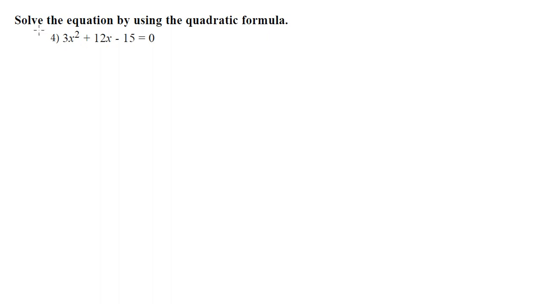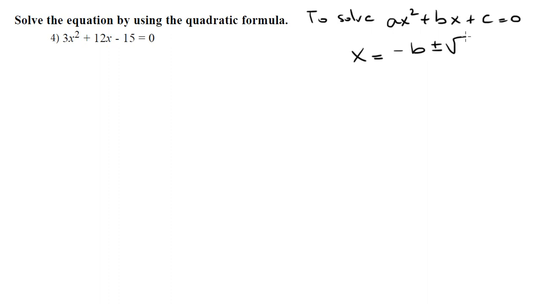Number 4, solve the equation by using the quadratic formula. So to solve ax squared plus bx plus c equals 0, one approach you can use is the quadratic formula, which says x equals negative b plus or minus, because there's two solutions, the square root of b squared minus 4ac, everything over 2 times a.